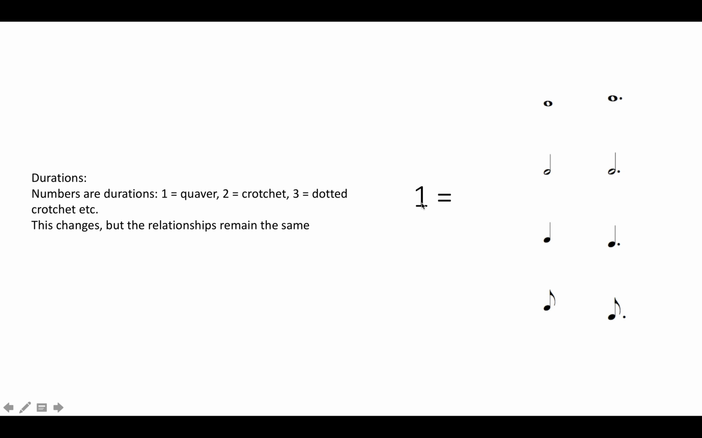The number 1 has different significances depending where he is in the piece and how he's reading the square. So it could be, for example, a minim, it could be a semibreve, it could be a dotted quaver or a dotted crotchet.